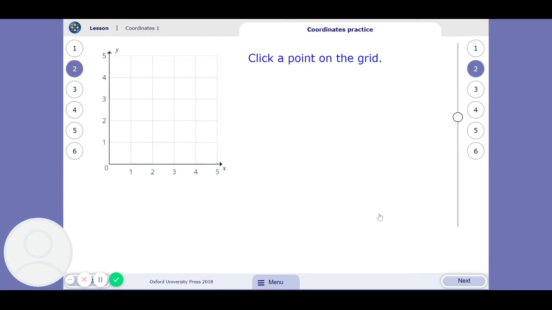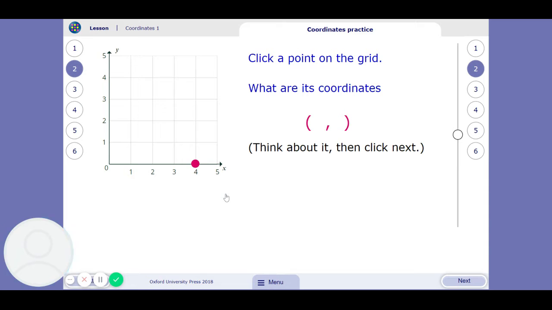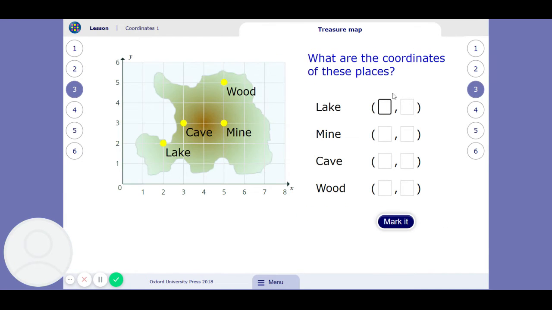Okay, let's try another, because there's a couple of different things we can do. So you might look at that and think, well, 4 across, and then I've not gone up at all, so it's just put 4. But you've got to put down that you're 0 up. Okay, so right, we won't try anymore. Hopefully get the idea of that.